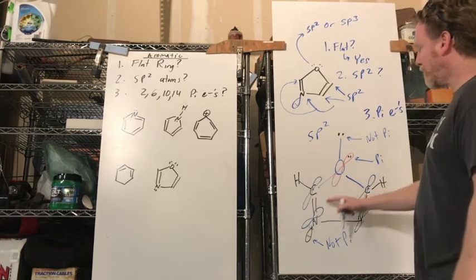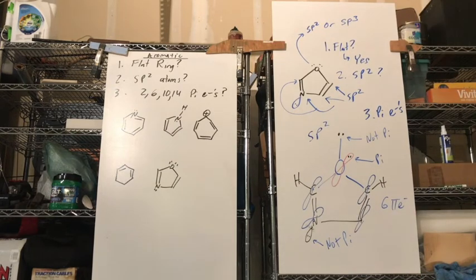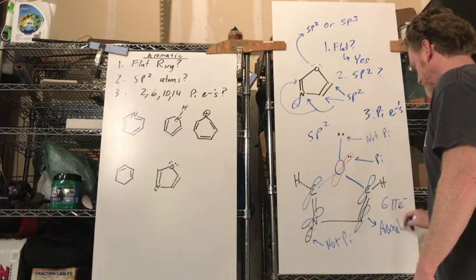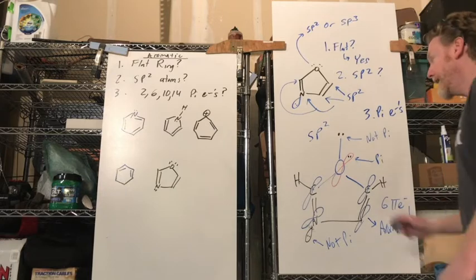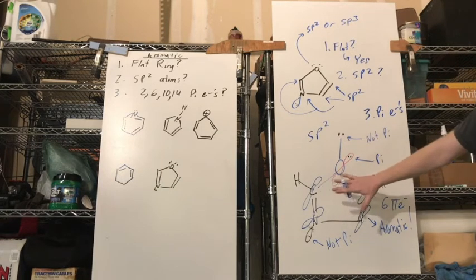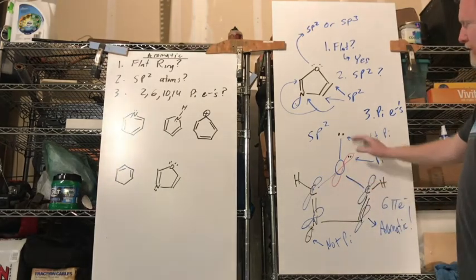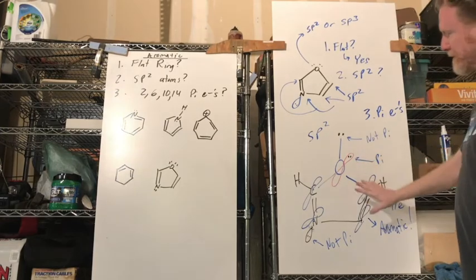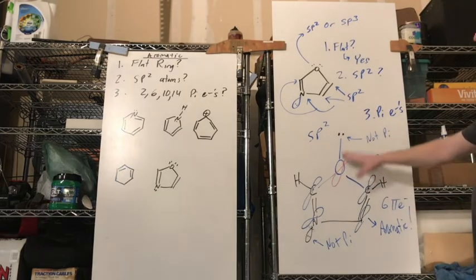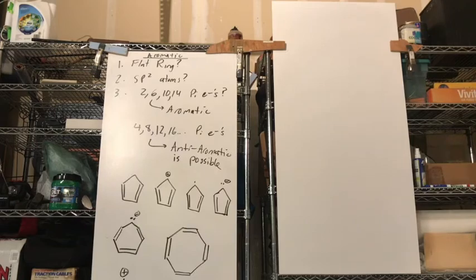Okay, so we have 2, 4, 6 pi electrons. Does that make it aromatic or anti-aromatic? Aromatic. And that means this molecule is extra stable because of that, and the oxygen, it's hard to tell the geometry, but the molecule is flat. If you protonate this molecule, this hydrogen is in the same plane as the ring, so it's flat.